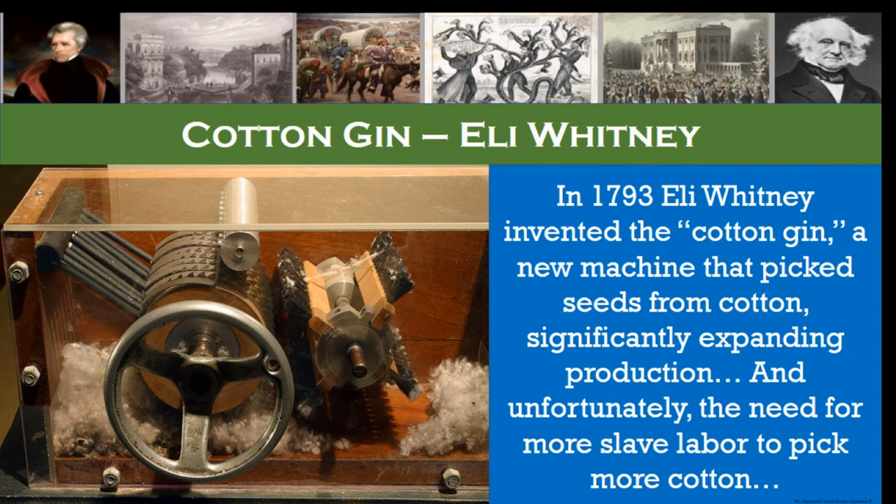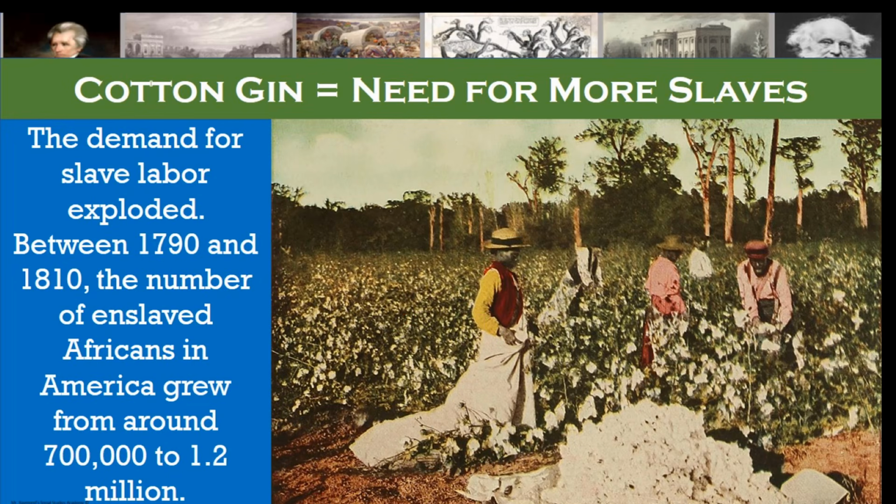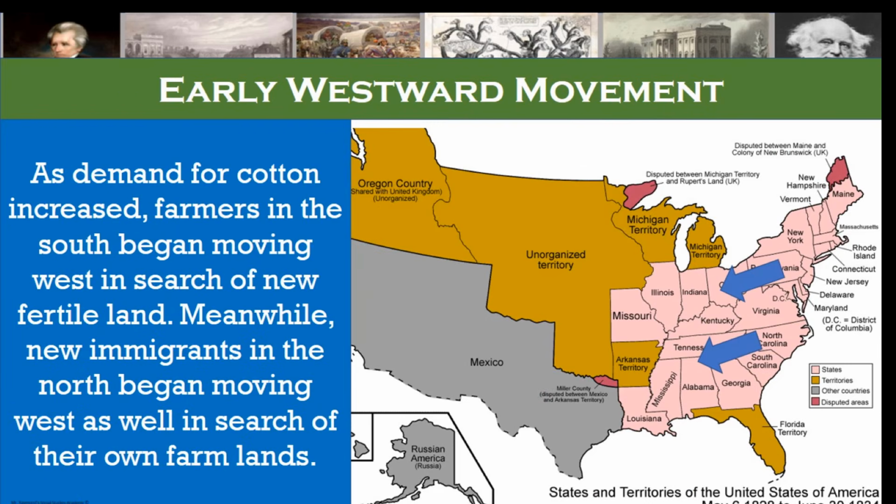It significantly expanded the production, and unfortunately, the need for more slave labor to pick more cotton. The demand for slave labor exploded. Between 1790 and 1810, the number of enslaved Africans in America grew from around 700,000 to 1.2 million. As demand for cotton increased, farmers in the South began moving west in search of new fertile land. Meanwhile, new immigrants in the North began moving west as well in search of their own farmlands.